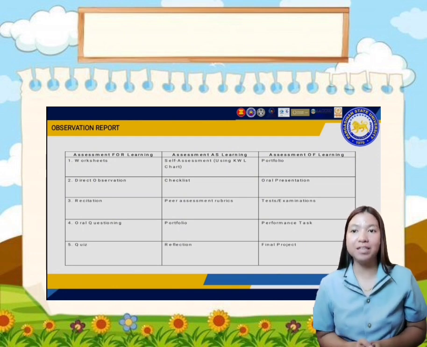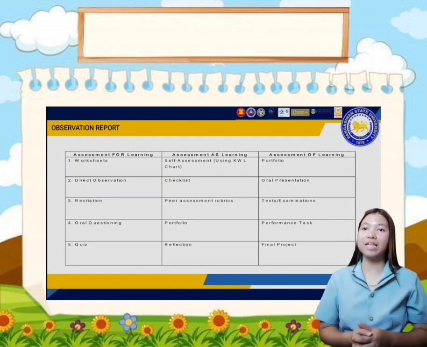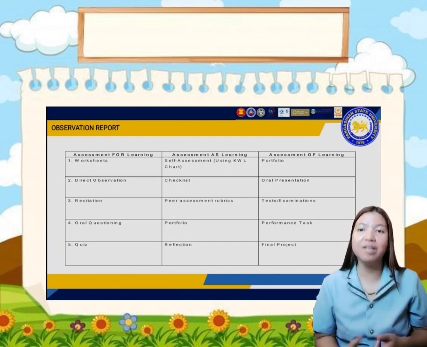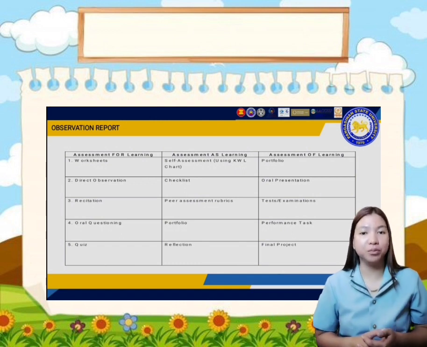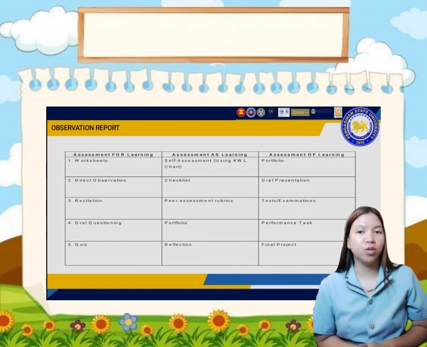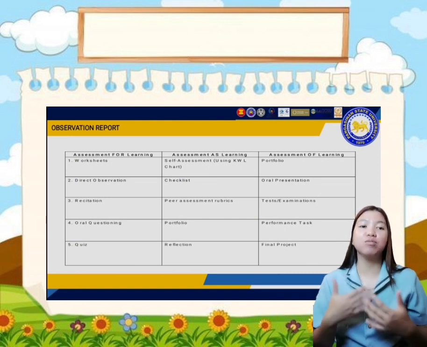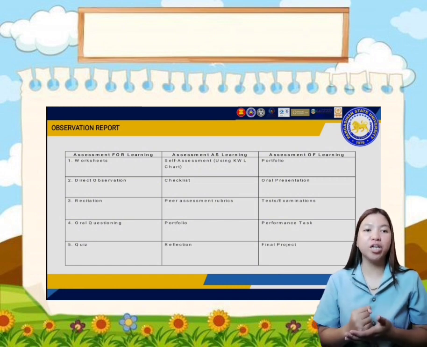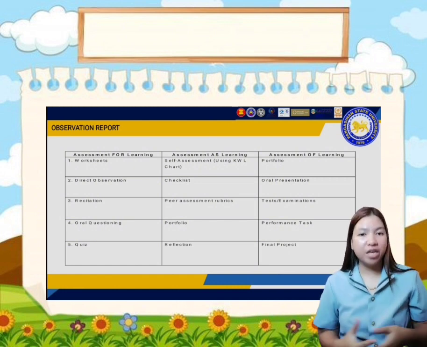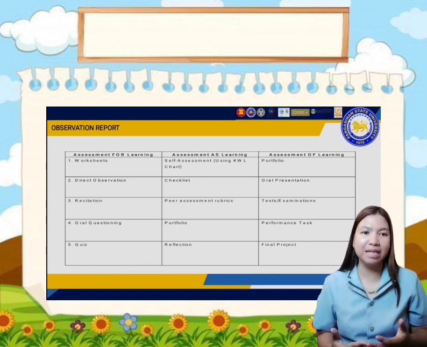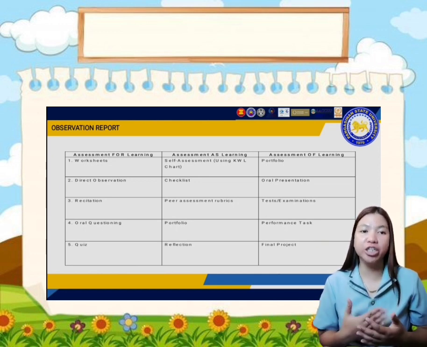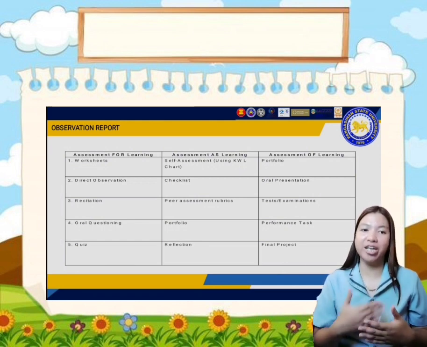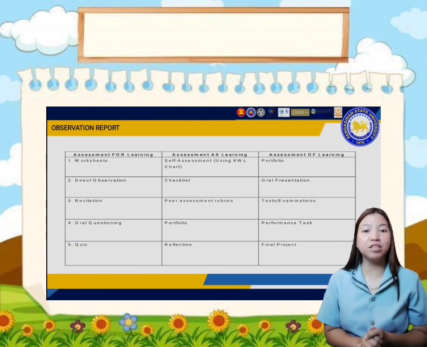Next, we have the assessment as learning. The assessment tools that teachers use here are self-assessment such as using KW chart, the checklist, the peer assessment rubrics, portfolio, and reflection. When we say assessment as learning, it involves students in the learning process where they monitor their own progress, ask questions, and practice skills. Also here, students use self-assessment and teacher feedback to reflect on their learning, consolidate their understandings, and work toward learning goals.